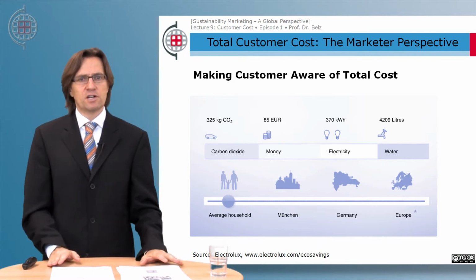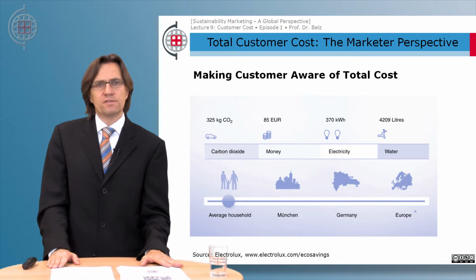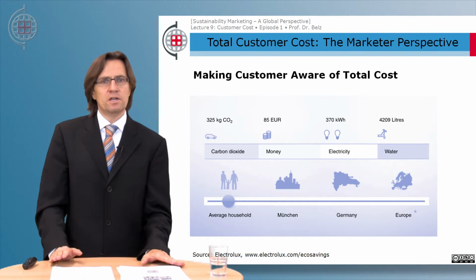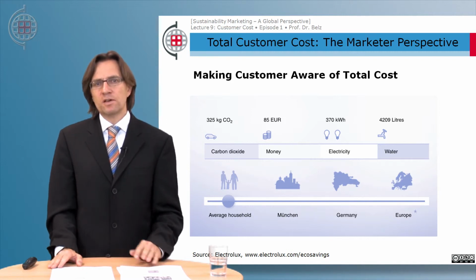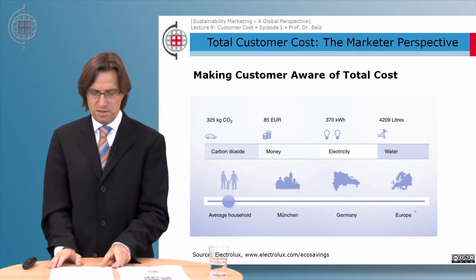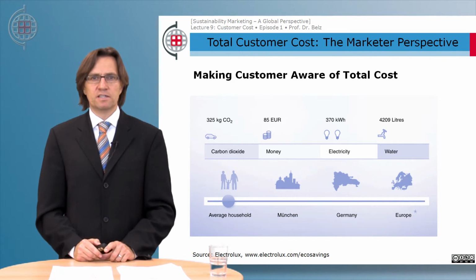If you take an average household in, let's say, Munich, you can save 325 kilograms CO2 in the lifespan of the new product. You can also save 85 euro per year when you switch to the new machine, and 370 kilowatt hours per year, as well as over 4,000 liters. That's a simple instrument you find on the internet, a calculator. Many companies offer that nowadays.